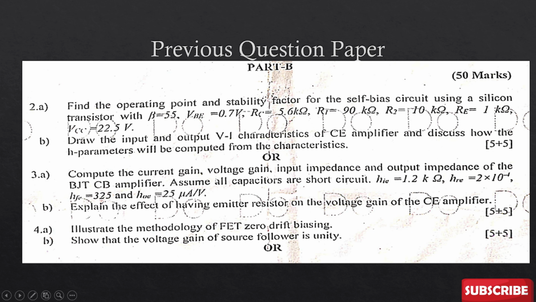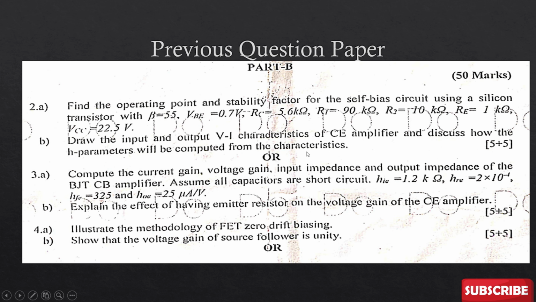Compute current gain, voltage gain, input impedance, output impedance of a BJT CB common base amplifier. CB means common base. Here you can understand this. Explain the effect of having an emitter resistor on voltage gain. You just need to explain the effect. This is from the first unit. So now you are understanding, right, how problems will be framed.